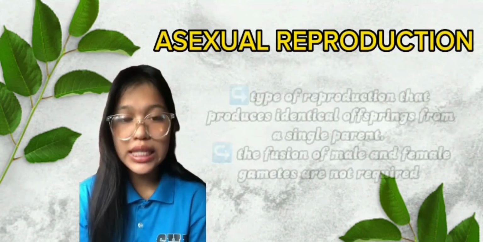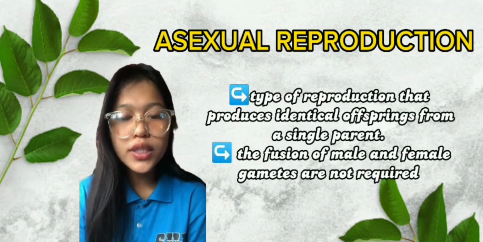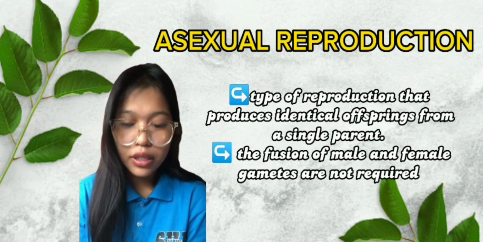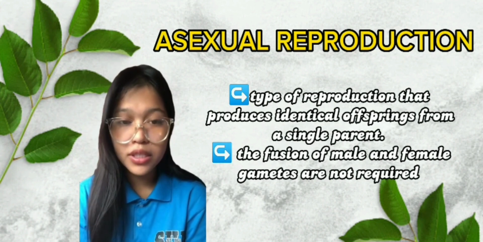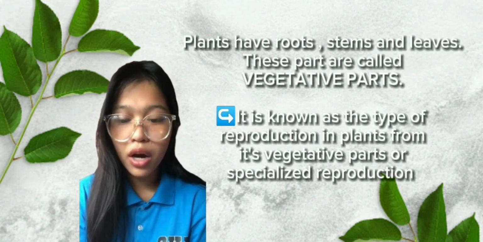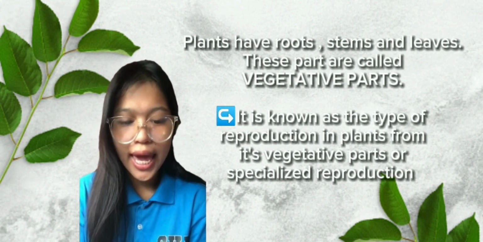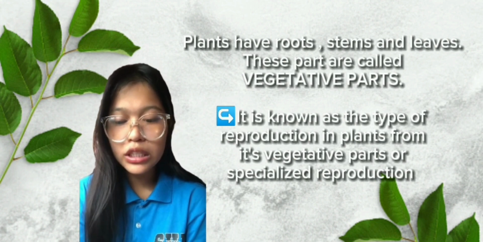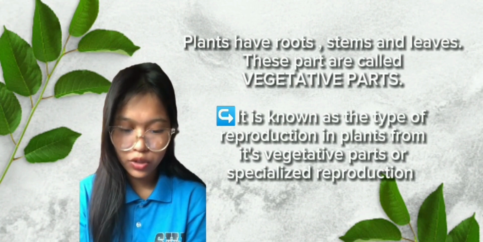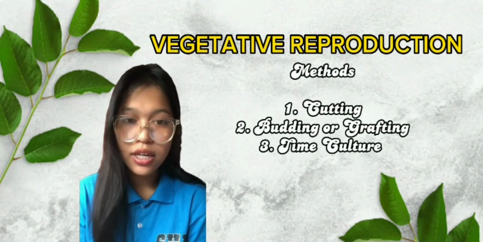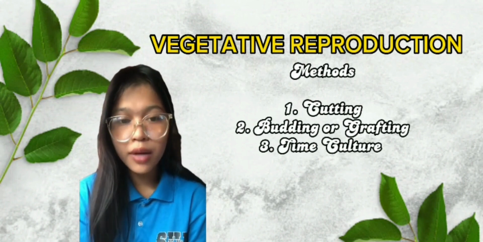But you may be wondering, what is asexual reproduction? Asexual reproduction is a type of reproduction that produces identical offspring from a single parent. The fusion of male and female gametes is not required. We know that plants have roots, stems, and leaves. These parts are called vegetative parts. Vegetative reproduction is the type of reproduction in plants from its vegetative parts or specialized reproductive parts. Vegetative reproduction has different methods: cutting, grafting or budding, and tissue culture.